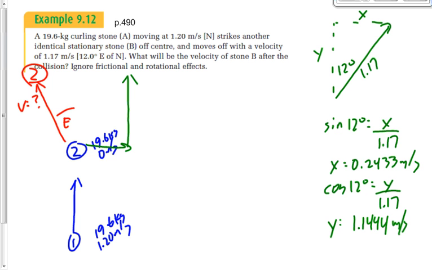Now, if we wanted to, we don't have to, but if we wanted to, we could redraw our diagram to look like this, if it helps us to visualize it a little bit better, right? With an x component that's 0.2433 and a y component that's 1.1444.